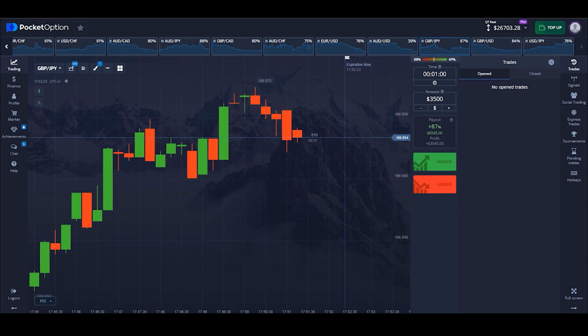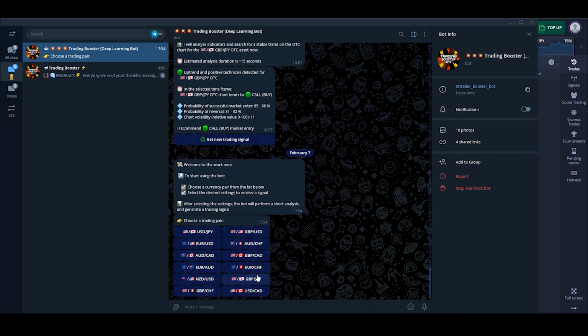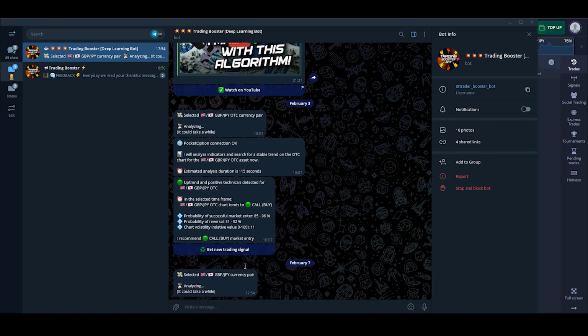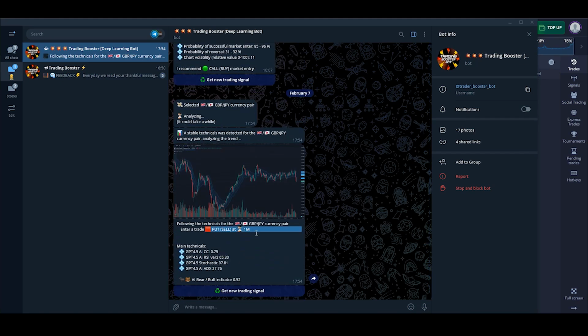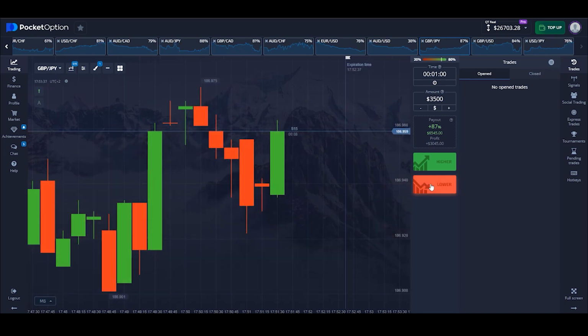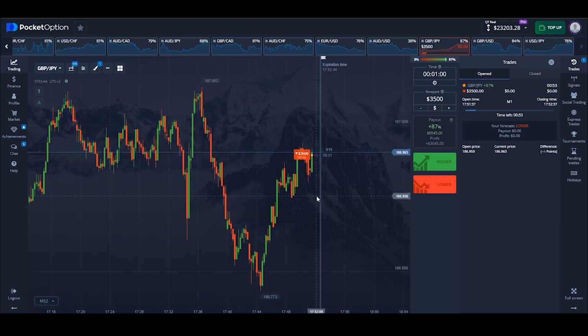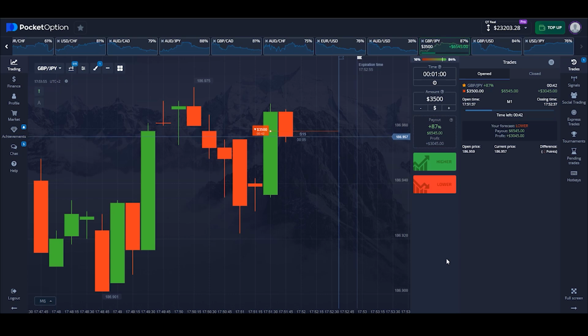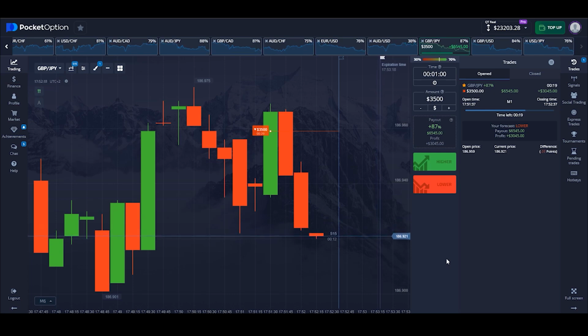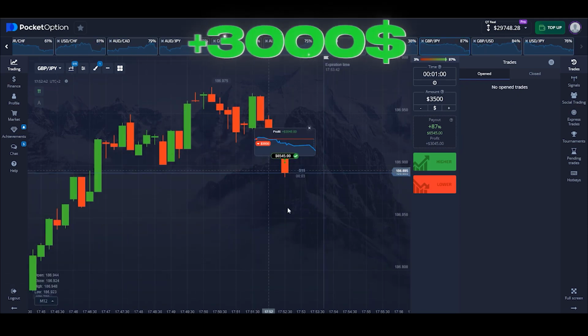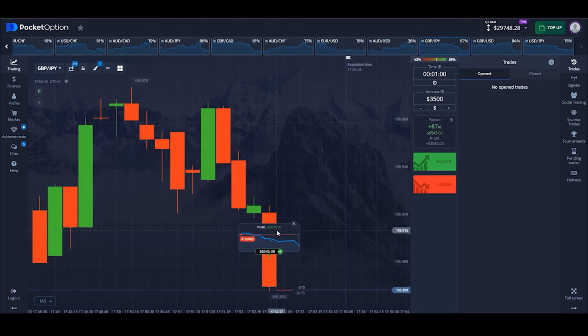Volatility is small, but that's okay. I get a new signal. I pick British pound Japanese yen, 1 minute on this trade, and I get a sell signal again. Alright, right here I go into a sell trade, $3,500 again. Super, great final trade. You saw what a great move I took. It brings me another $3,000.